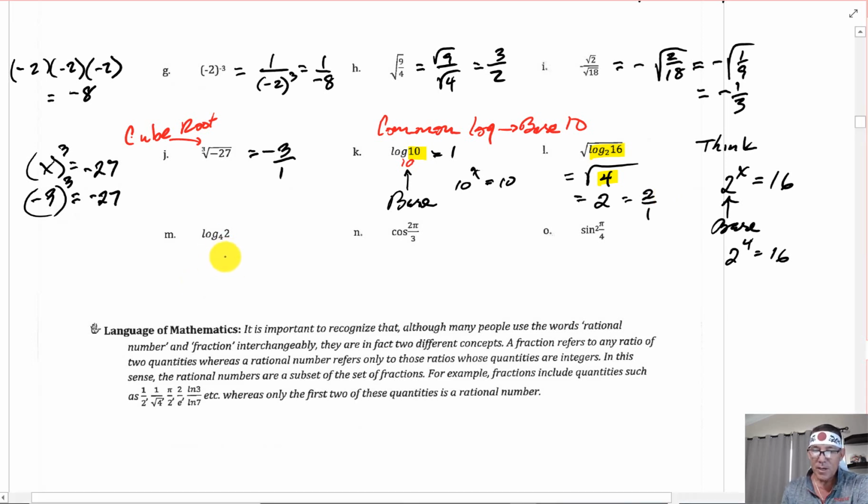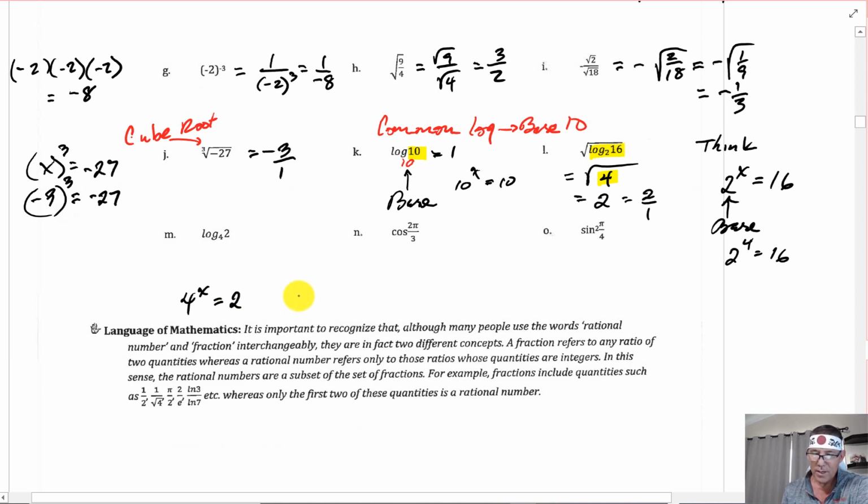Now here on this one, it's base 4. So you have to think, 4 to what power gives you 2? Here, x can't be a whole number like 1, 2, or 3, because 4 to the first is 4, 4 squared is 16, 4 cubed is 64, so this x value is obviously less than 1.